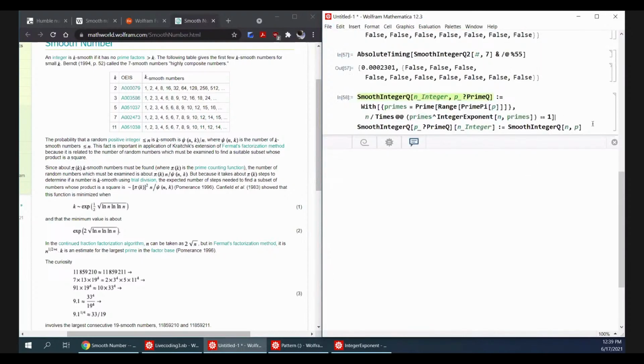Oh, yeah, sure. Because it's a queue function, we want it to always return true or false. Right. I would use triple equals instead of the double equals in there. So that's testing for absolute sameness, right? You'll never return an equation. I see. Good point. You're always going to return true or false. And I would consider having another definition, smooth integer queue, blank blank equals false.